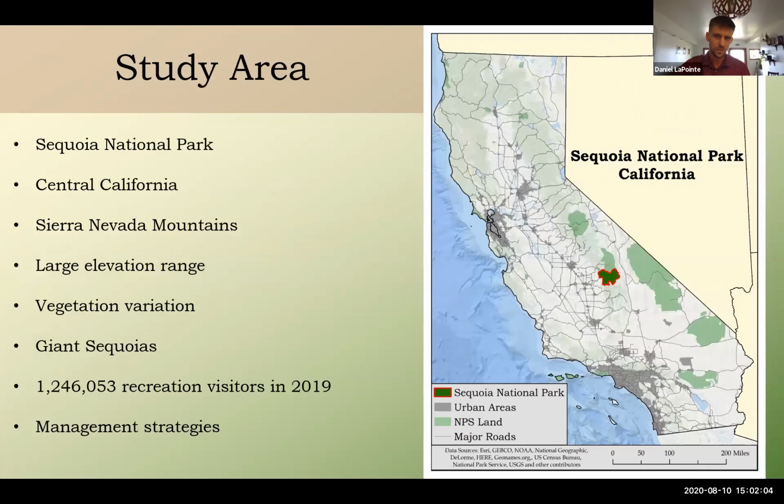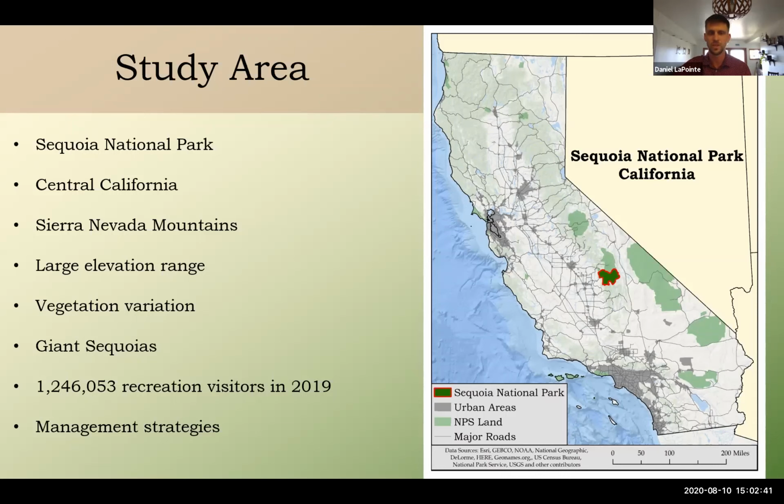So my study area is Sequoia National Park. It's located in Central California. The Sierra Nevada mountain range runs directly through the park, which ends up causing a large range of elevations. In the western portion of the park, there are foothills that are just over 1,000 feet from sea level. And then in the eastern portion of the park, there are elevations that go up to around 14,000 feet, including the slope of Mount Whitney, which is the highest point in the continental United States.